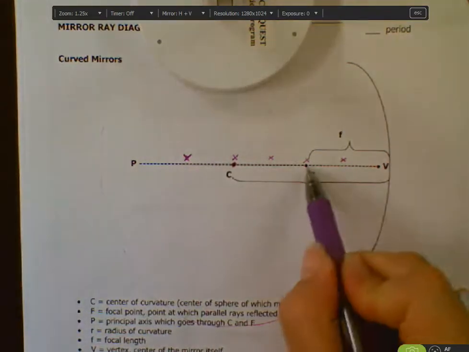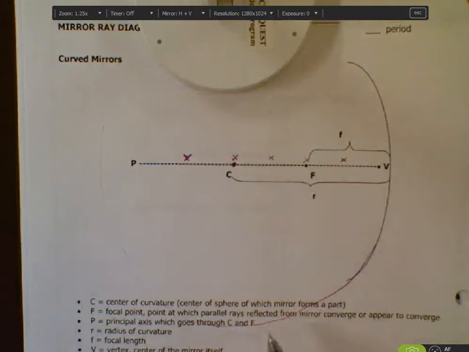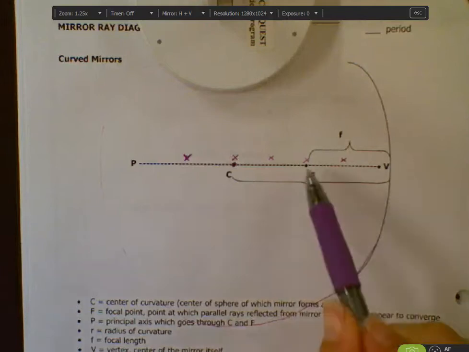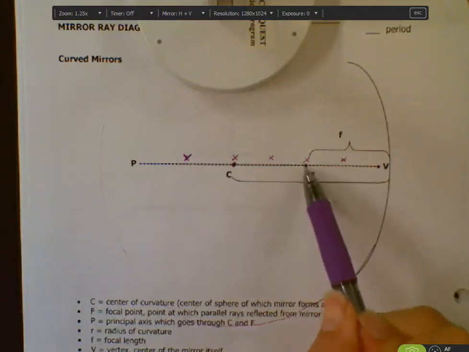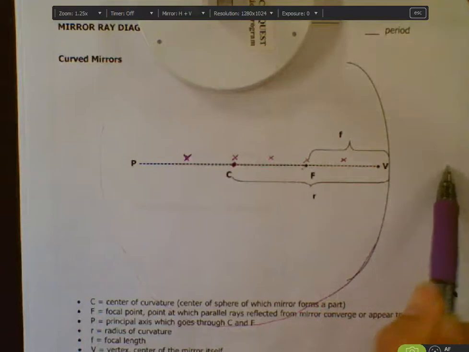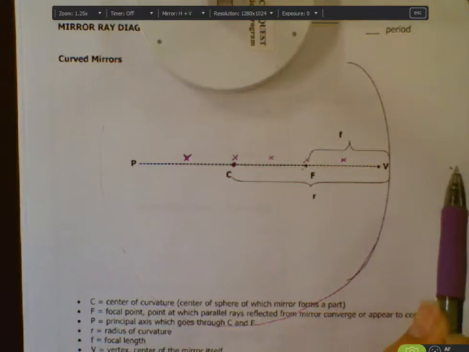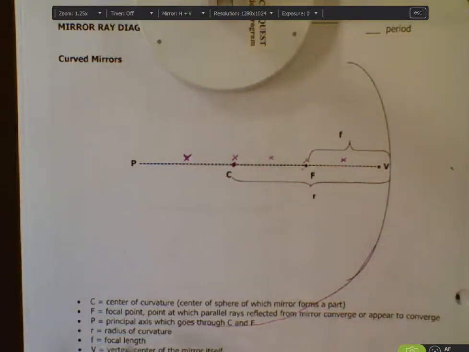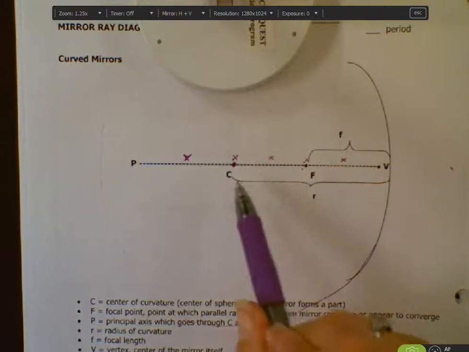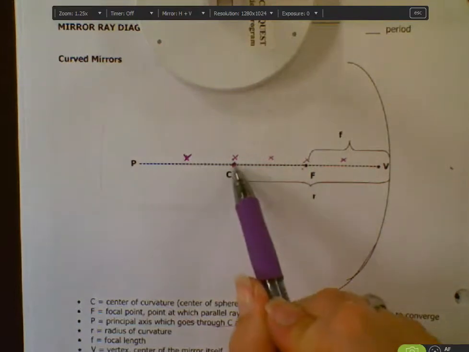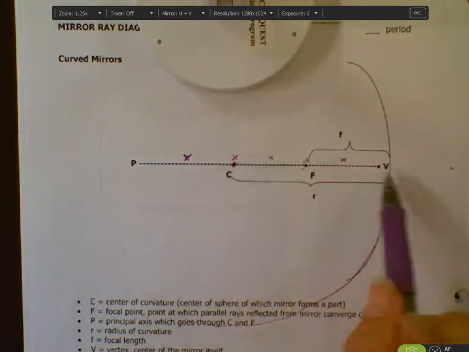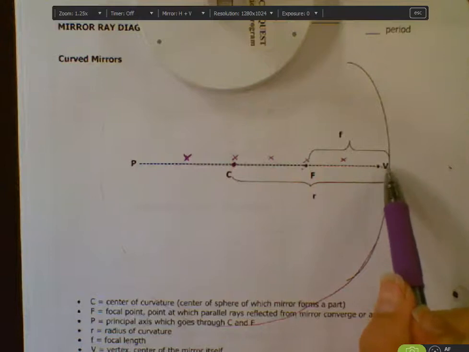Now, the F is the point at which the parallel rays converge or appear to converge. So if your F is here, that's what I mean, they are converging. If your F is back here, it appears to converge. It doesn't really. So we have our R, which is going to be the radius. So it's going to be the distance from your center of curvature all the way to the mirror itself.